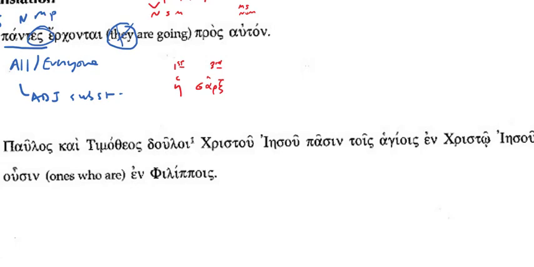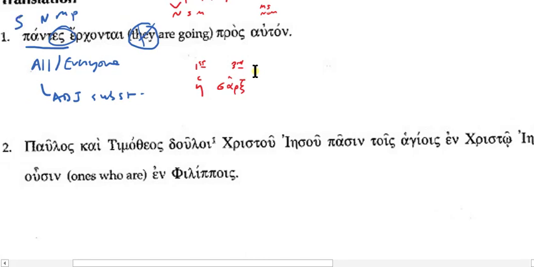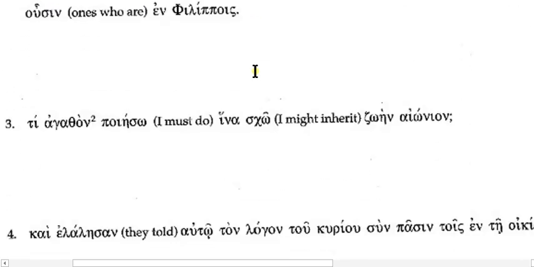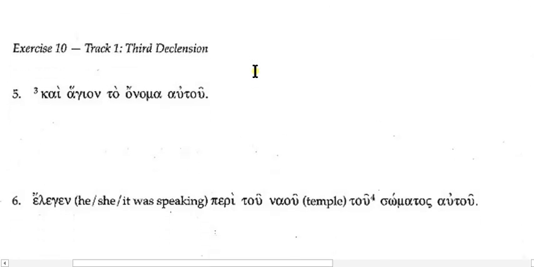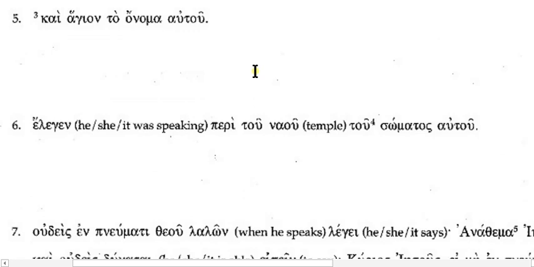Any questions on the translation homework? Can we do number 6? Questions back. Number 6. Let's look at number 6. Let's read this together, everybody. Ready, set, go. Elegen peri tou naou tou sōmatos autou. All right. Who asked for this one? Taylor. Okay, good. So Taylor, give us your best shot at translating and let us know where you're struggling here.